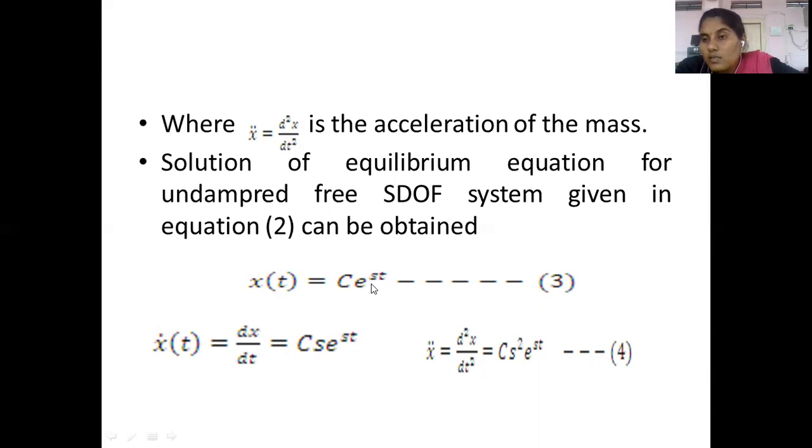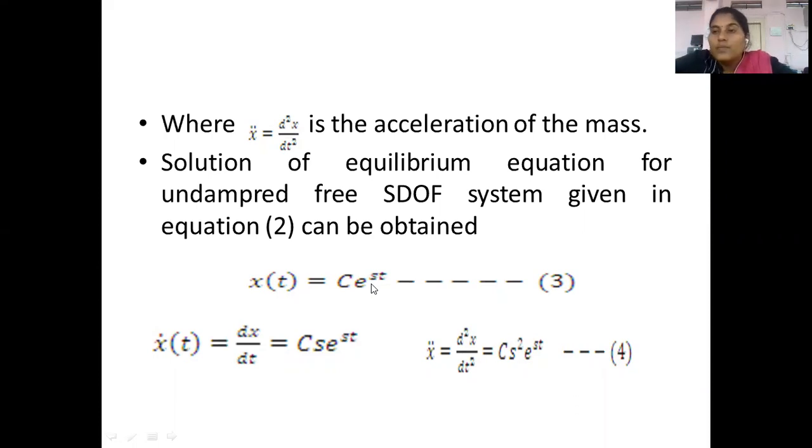C is the constant, s is the variable. Sorry, c is the constant into e raised to st, so what is the derivative of e raised to st? The derivative of e raised to t is e raised to t, but here the parameter s comes in, so e raised to st. So x dot of t, the derivative of x with respect to t, is c into s into e raised to st. That is the first derivative of c into e raised to st.